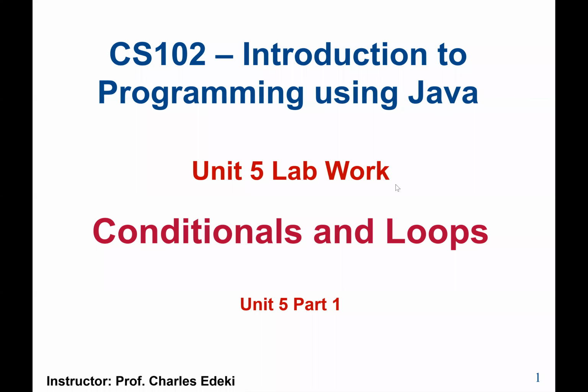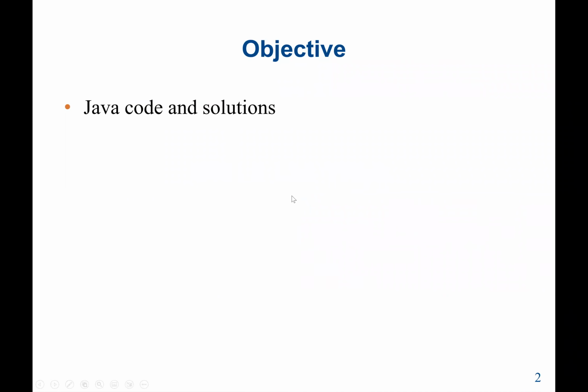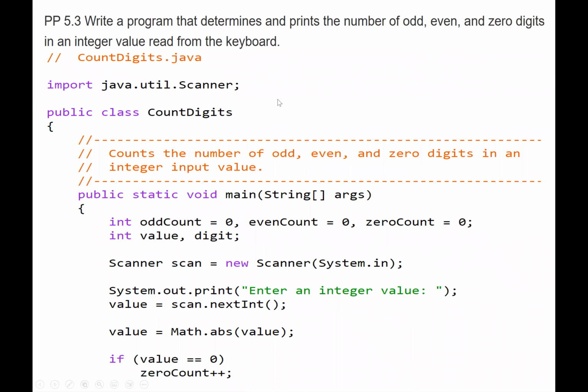Again, welcome to CS 102, Introduction to Programming Using Java. This is Unit 5 lab work, which covers Chapter 5 of our course textbook. In this section, we are learning how to use the Java conditions and loop statements. So our main objective is to solve two problems here using Java selection statements and also repetition.